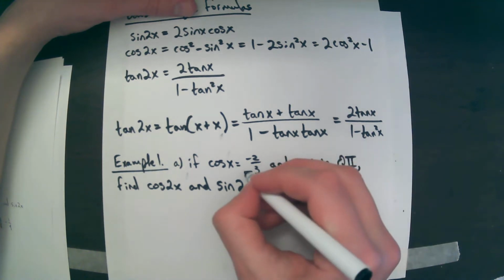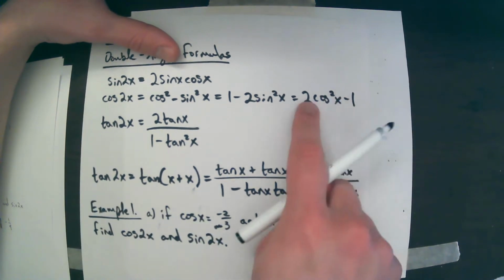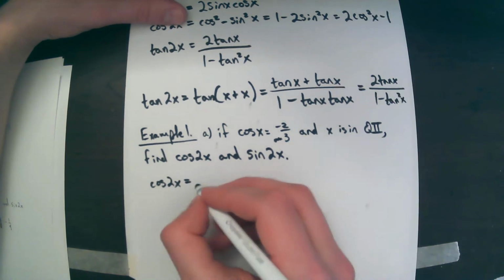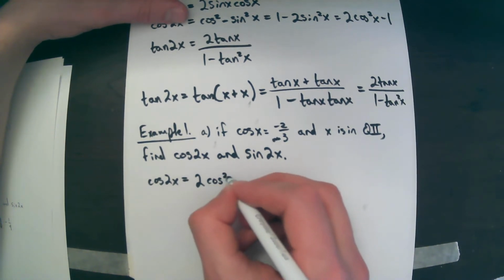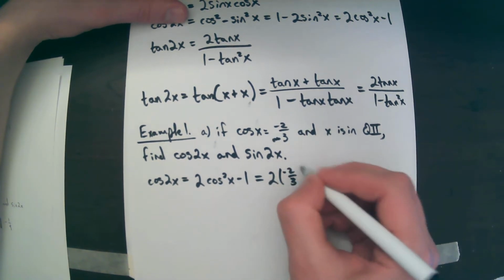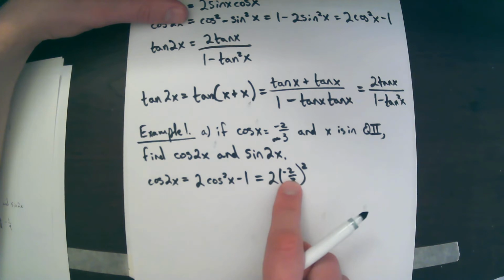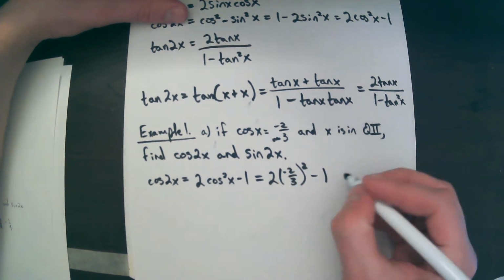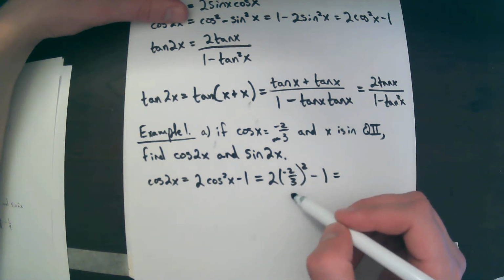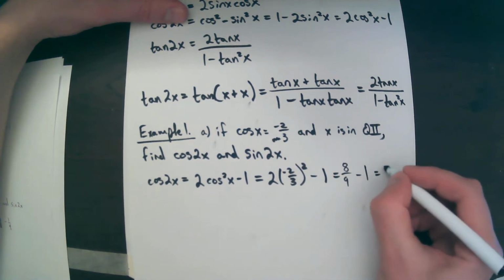So I can go ahead and plug straight into this formula, because I've already got cosine x. So I'm going to say cosine of 2x is equal to 2 times cosine squared x minus 1, but that is negative 2/3 squared. This square means square the entire cosine of x. Minus 1. And then this is 2 times 4 over 9, which is 8 over 9 minus 1, so I'm getting negative 1 over 9.